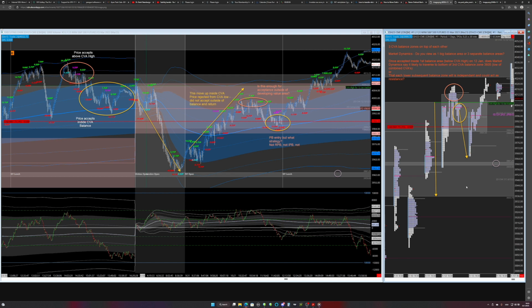So price went up and through the balance areas, and that's where the orange circle is. So there was price accepting above the balance area on that day, and then price... no, this is not accepting. Look at these two legs down on these two profiles. We come back inside. Oh no, sorry, above.